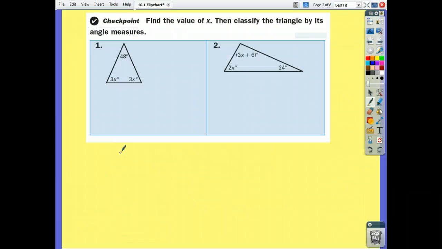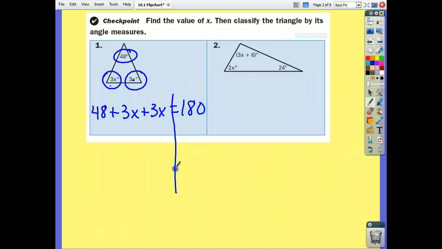All right, so checkpoint 1 and 2. Find the value of x, then classify the triangle by its angle measures. So in that last example, what do we know about these three angles? Together they equal 180. So we start out with 48 plus 3x plus this 3x. I add all those three angles, that's going to equal 180.